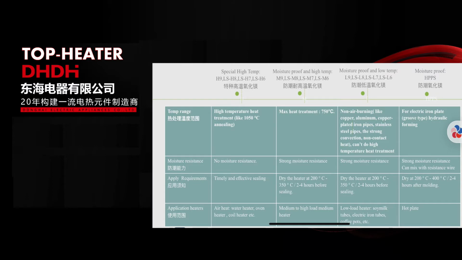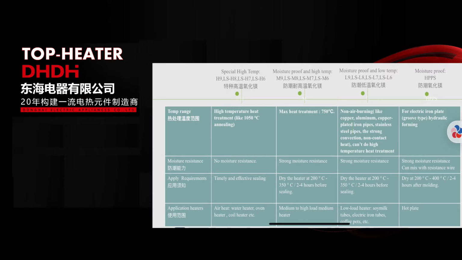So when you fill the Mgo powder and do the annealing, please seal your heater end in time, because it doesn't have any moisture resistance. It's mainly used for air heat, like I said, for the oven, coil, and some water heaters that may need air heat.